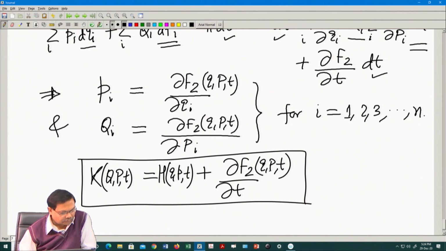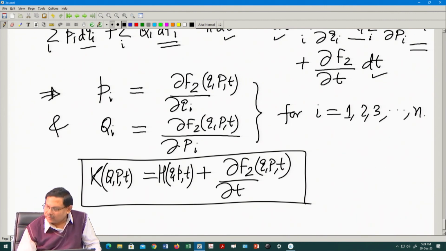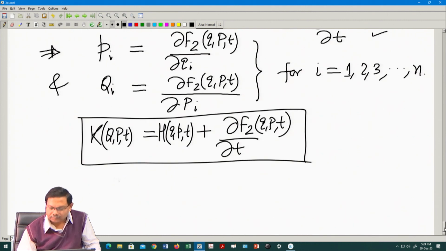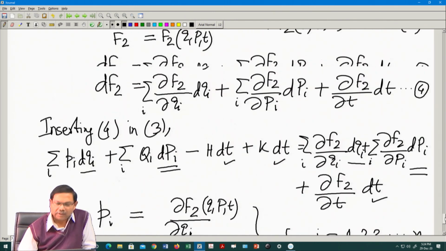So, that is how we get this relationship. Okay. Now, we will go to the third kind of generating function, right.